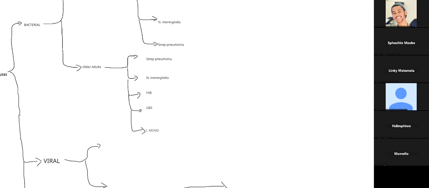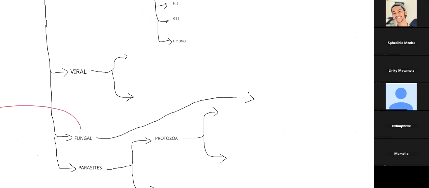Now we're going to move on to viral quickly. So the two viral causes of meningitis, you have your enteroviruses, as well as your herpes simplex virus. That's your HSV.